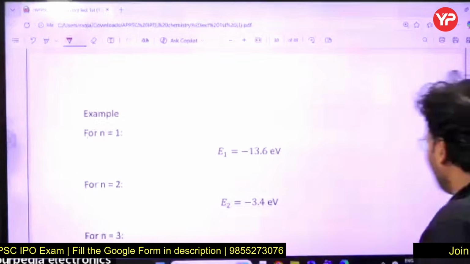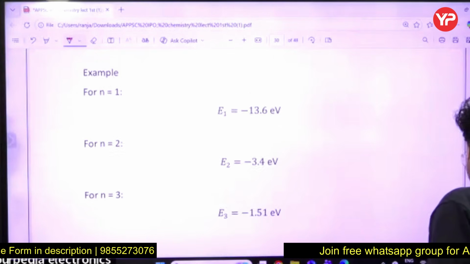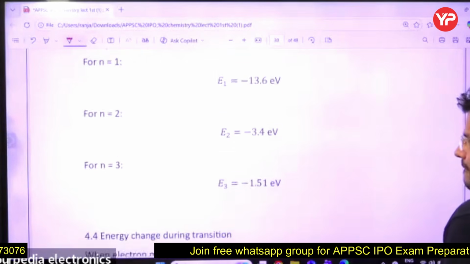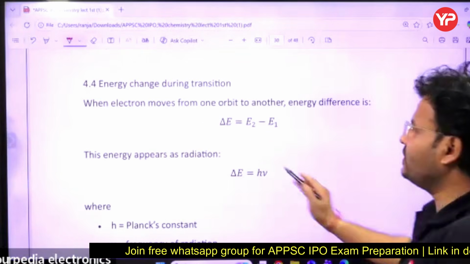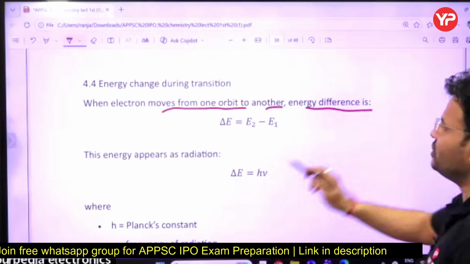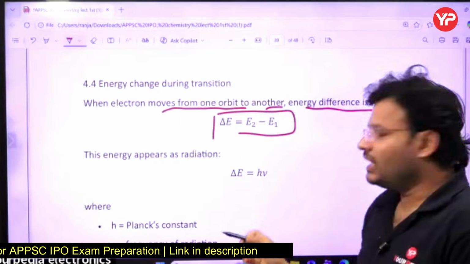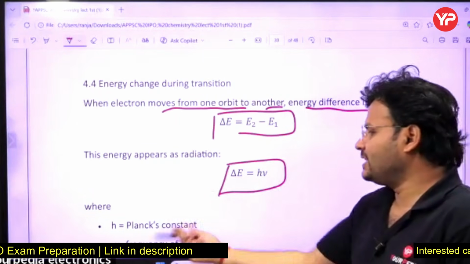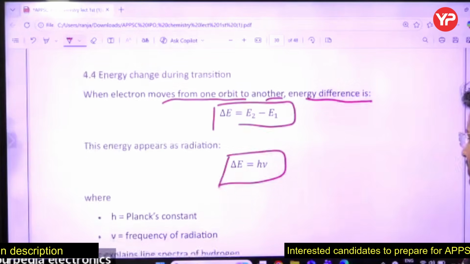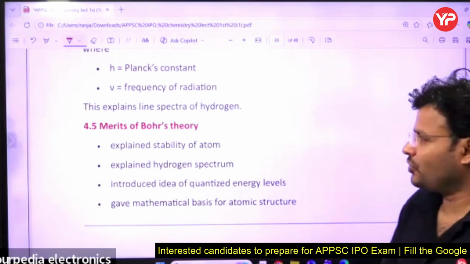The simple thing we can see is when the electron changes its orbit. When an electron moves from one orbit to another, the energy difference is E2 minus E1. This energy appears as radiation, and this radiation is given by h nu, where h is the Planck constant and nu is the frequency of the radiation. So that energy is radiated, and then they change their orbit.